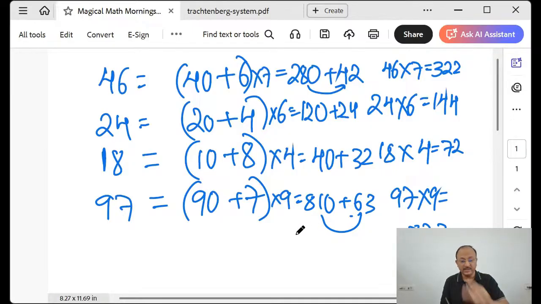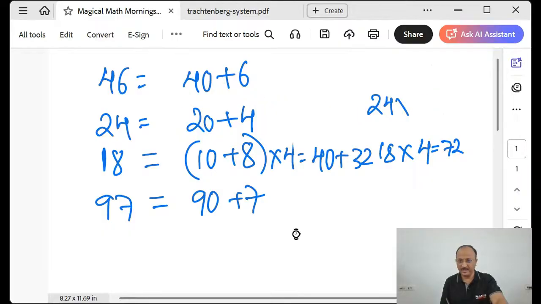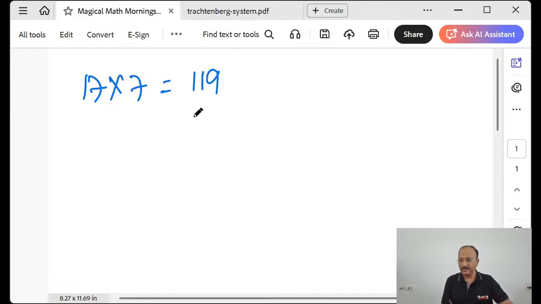Now let's do some multiplications without using pen and paper. Let's start from the simple numbers. We'll start from the tables of tens and 20s first. Let's try 17 sevens. How do you do it? In mind, I will take 10 sevens are 70 plus 7 sevens are 49. 70 plus 49, 119. Even if you don't know the tables of 12, 13, 16, you will be able to do it with this.